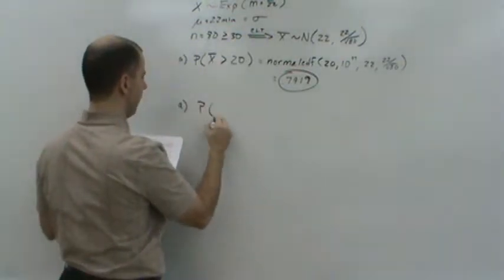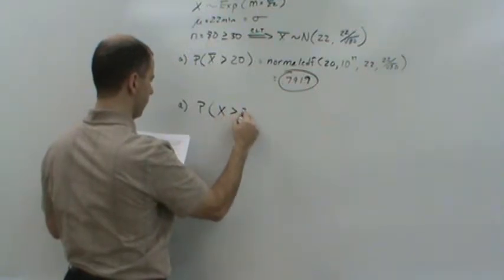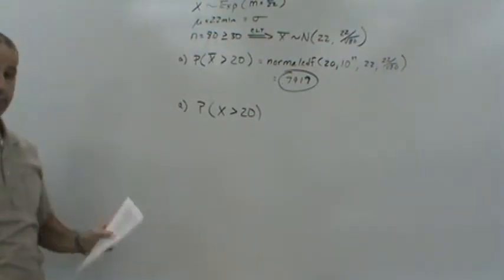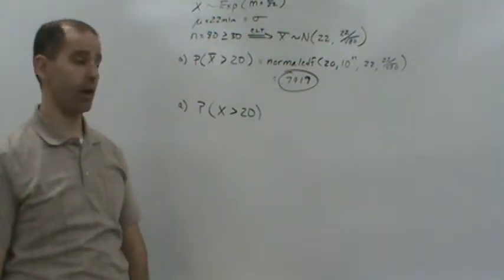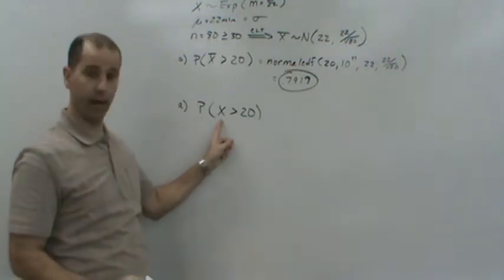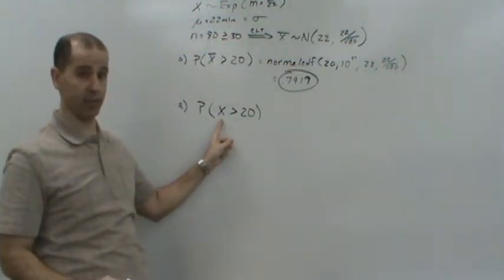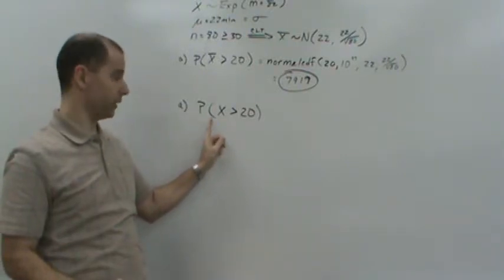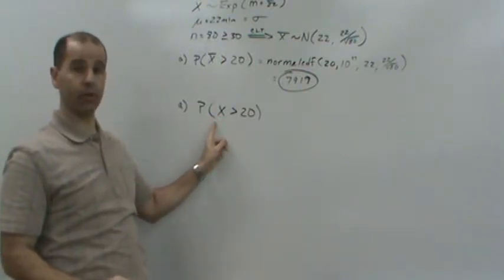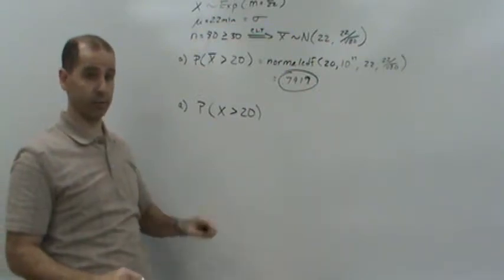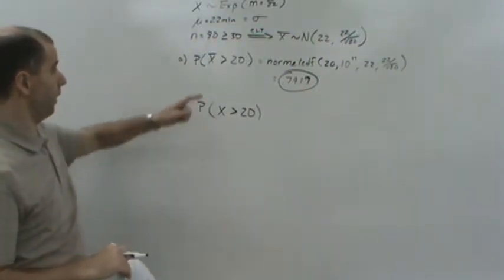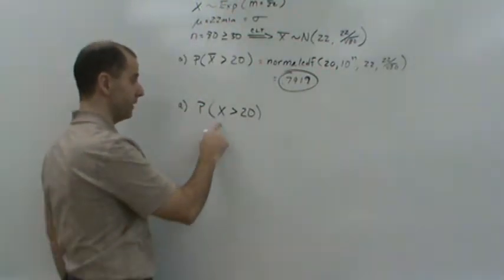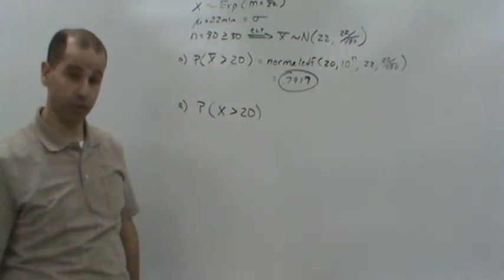The probability that x is greater than 20. Well, now what are we talking about here? We're not talking about a sample mean anymore. We're not talking about the sampling distribution anymore. We're talking about the distribution of x, the probability of x, which means we need to know the distribution of x, right? Not x bar now. Well, we do know the distribution of x. It's exponential. So now we have to use the formula for finding the probability of an exponential distribution.